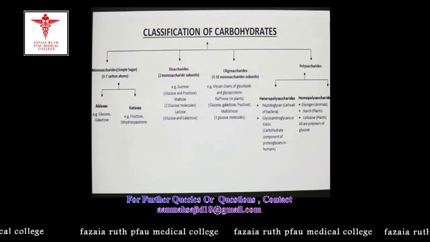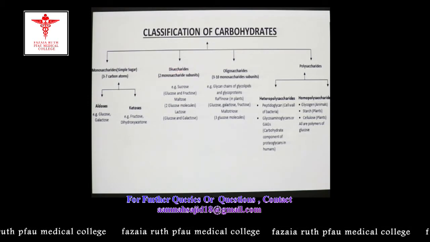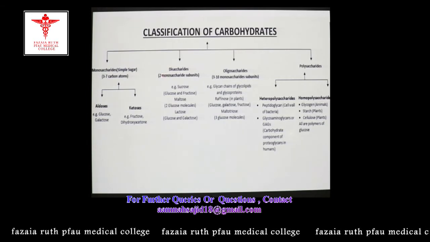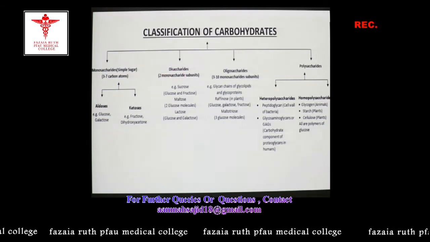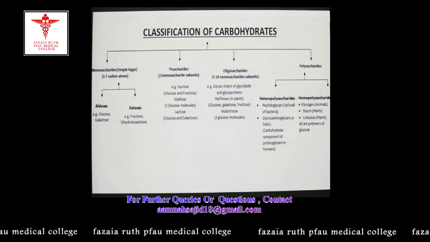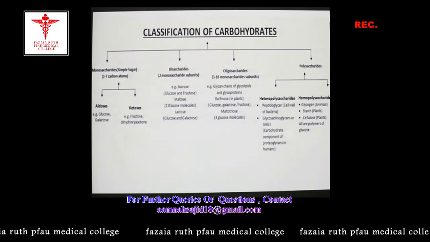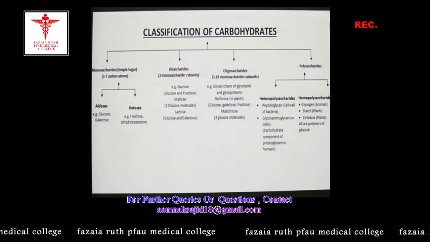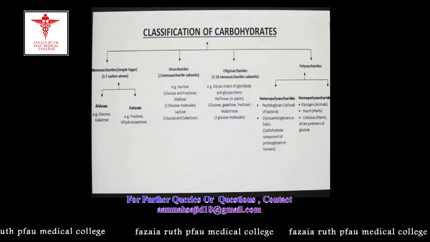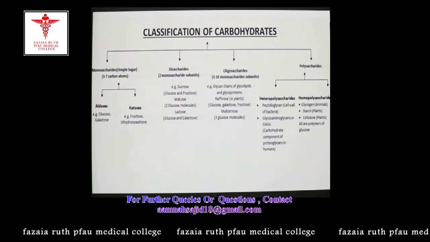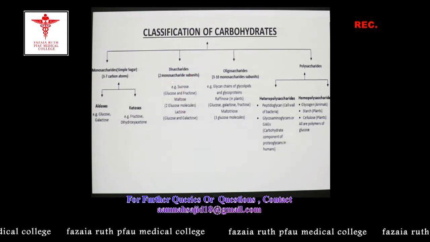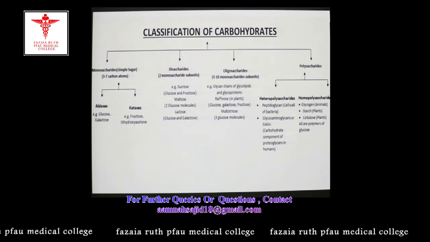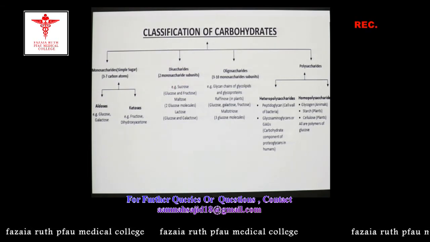Now, disaccharides. Disaccharides are also simple sugars, but they can be further hydrolyzed into their constituent monosaccharide subunits. Disaccharide means that they are composed of 2 monosaccharide subunits which are linked together via a glycosidic linkage. Examples include sucrose, maltose, and lactose, which we have already discussed in detail while discussing their biomedical importance.